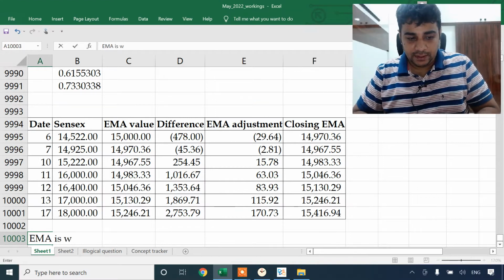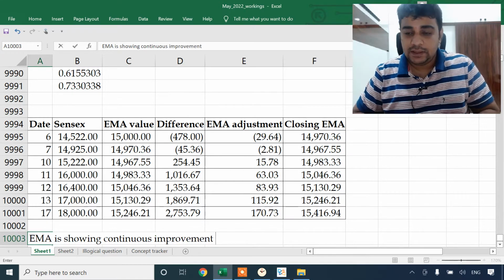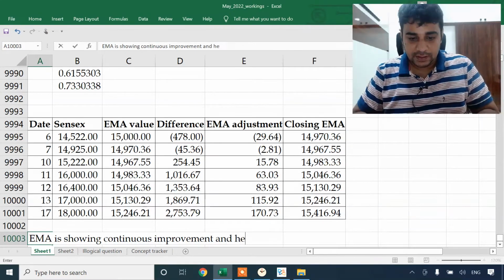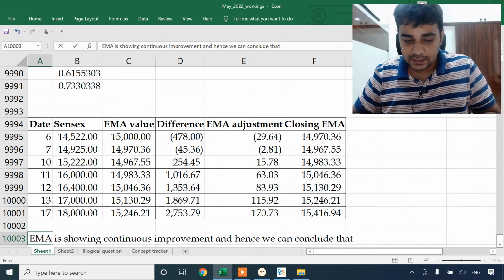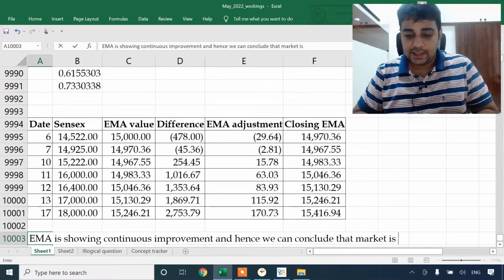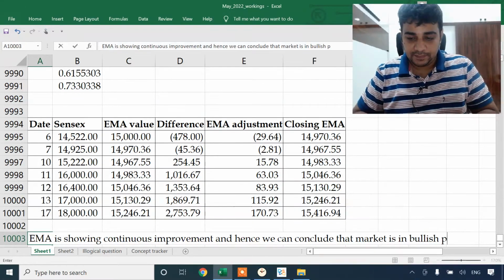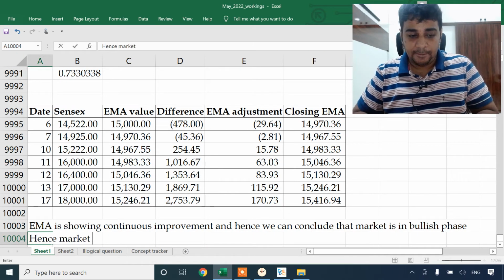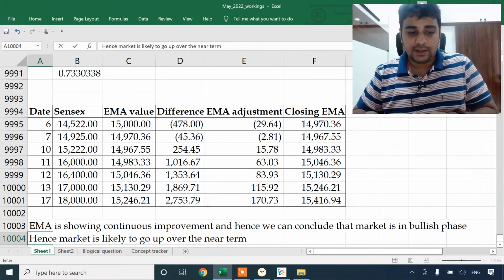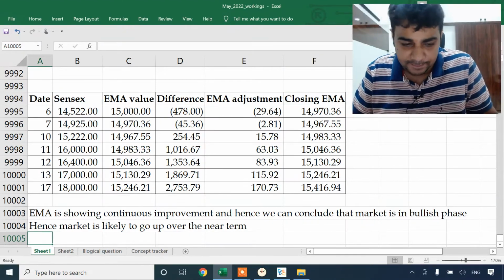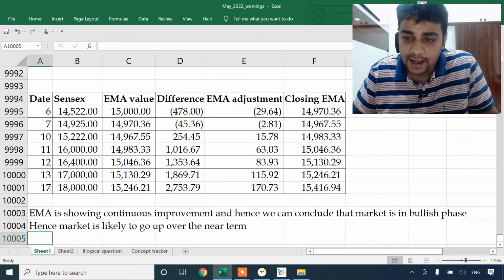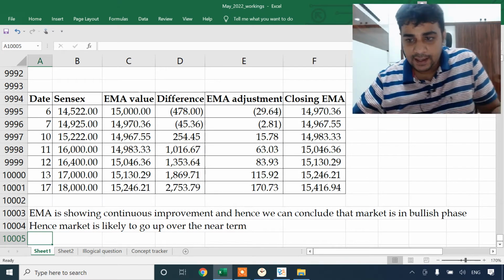EMA is showing continuous improvement, and hence we can conclude that the market is in a bullish phase. Hence the market is likely to go up over the near term. Near term is maybe the next few weeks or a month. For the next few weeks or for a month, the market is likely to keep going up.